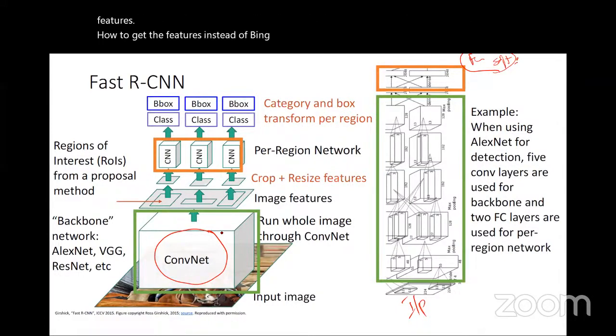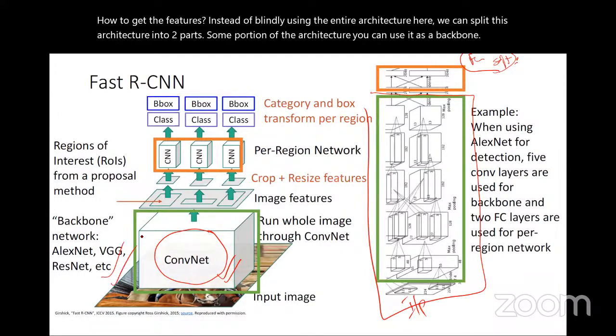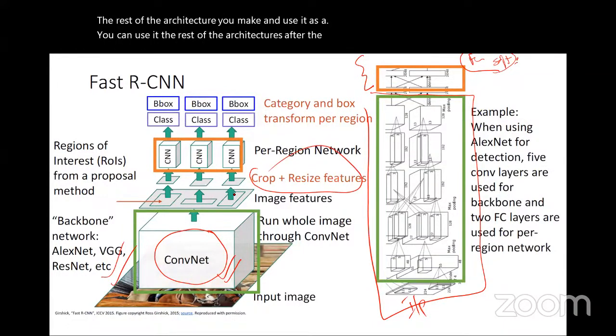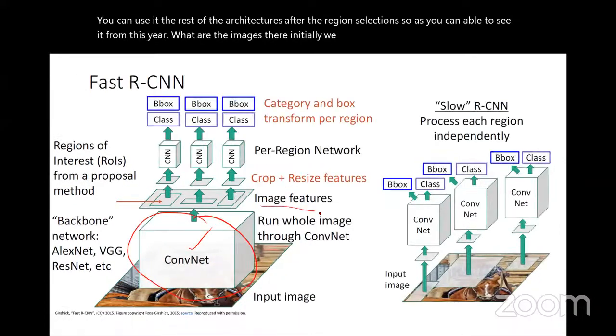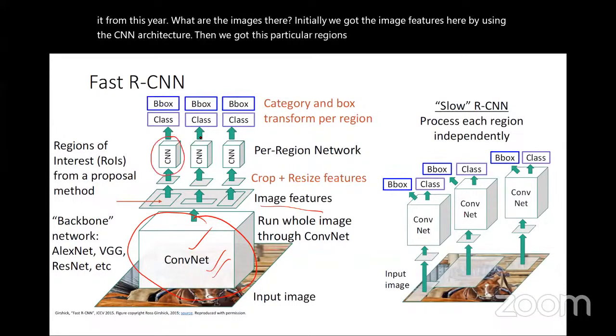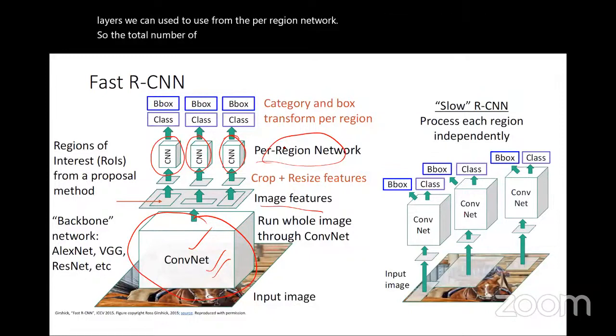How to get the features? Instead of blindly using the entire architecture here, we can split this architecture into two parts. Some portion of the architecture you can use as a backbone. The rest of the architecture you can use after the region selection. As you can see from this, initially we got the image features by using the CNN architecture. Then we got these particular regions. At the end, a very finite number of layers are used from the per-region network. So the total complexity has reduced.